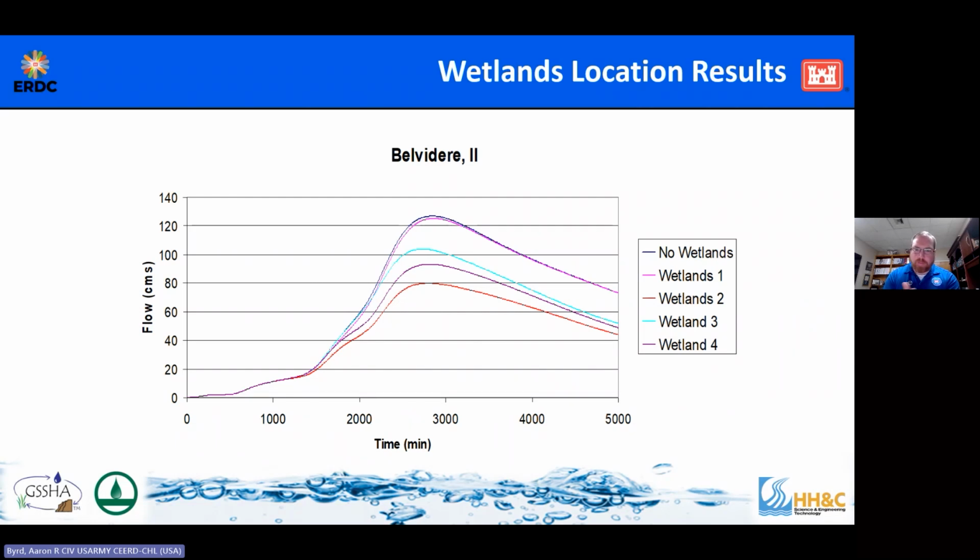We have quite dramatic changes, from 80 to 125 CMS on a flood that comes out through here, just based on where you put the wetland, right? And that's really the power of a model like GSSHA, where we can get into the spatial locations, look at process changes, and understand how those impact our watershed. So let me stop there.